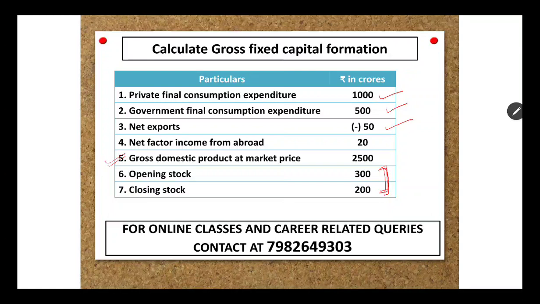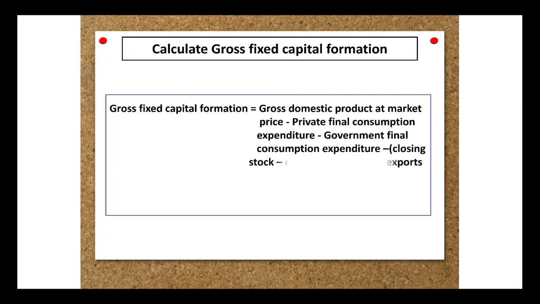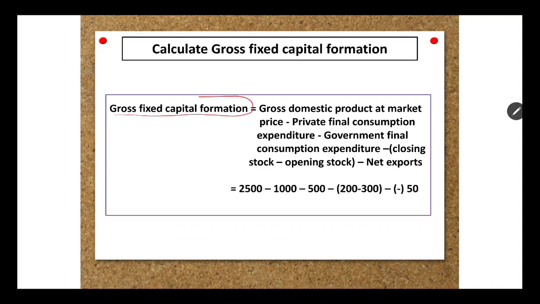And the net exports. So all we have done, because we needed to calculate the gross fixed capital formation over here, is deduct private, government, our inventory investment and of course net exports from the GDP at MP. Because ultimately, when we add these items we get GDP at MP only. So in order to calculate one of the subcomponents, we have deducted these items from the GDP at MP and we get the answer as 1150 crores.